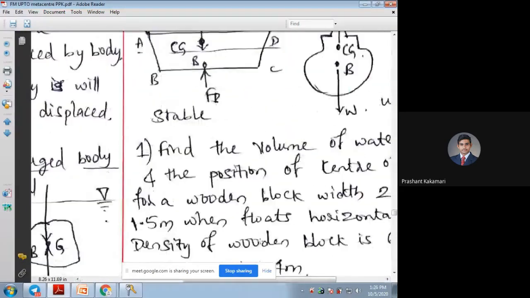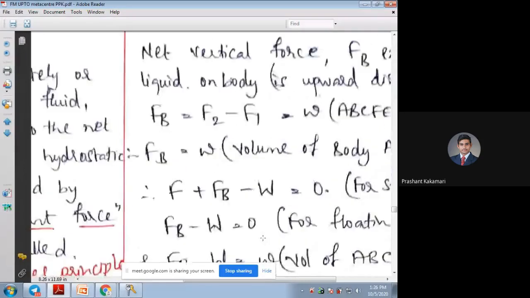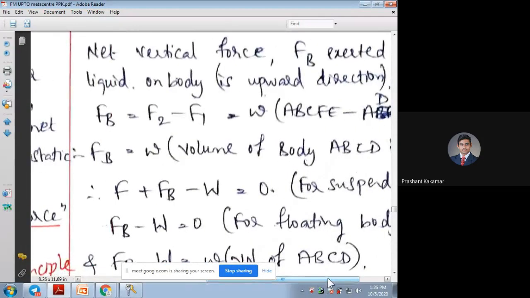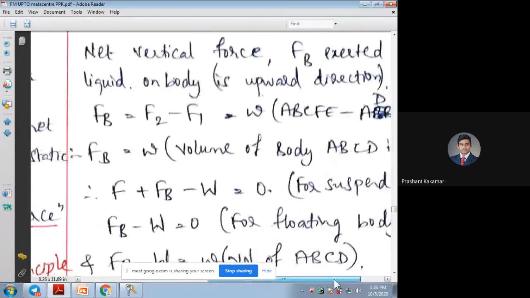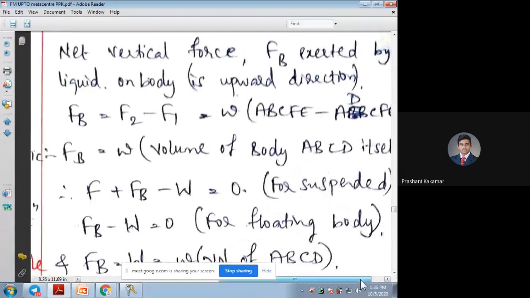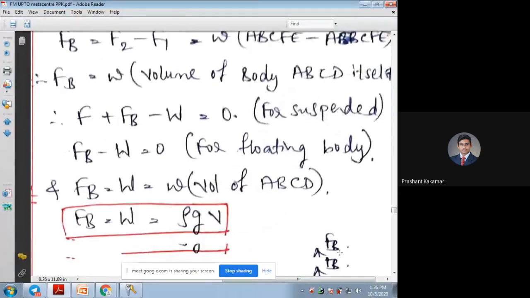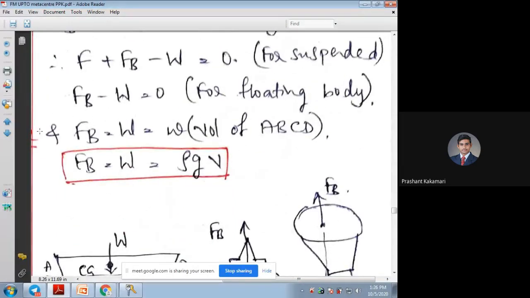So here FB equal to what they have written? They have taken FB equal to weight into volume of the stone itself. So body means the solid body, ABCD. Whenever the buoyancy force is equal to the weight of the given body, it will just float on the surface, submerged. That means the free surface of the water is in line with the top surface of the body.